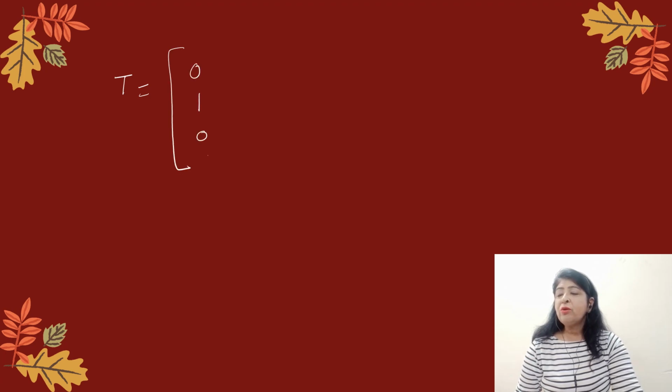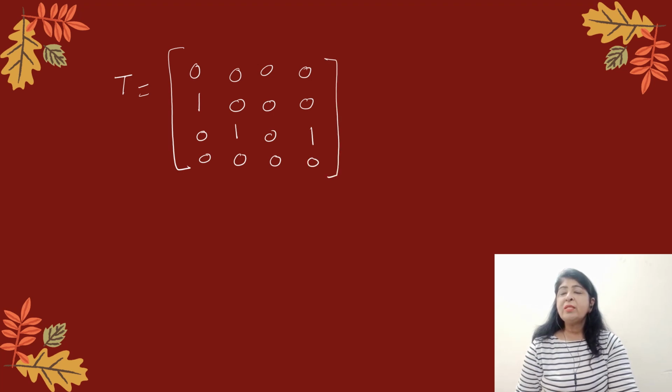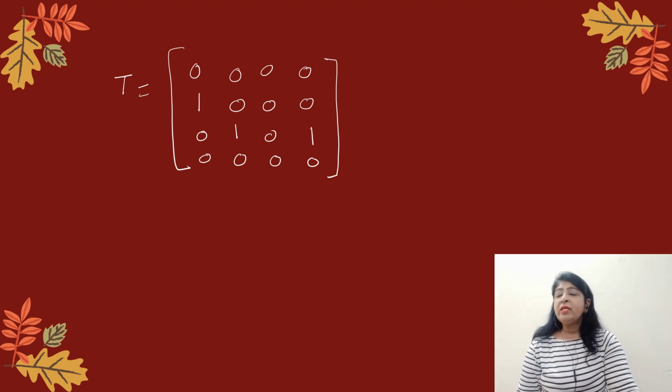So the matrix associated with the linear transformation T will be given as T, which is equal to 0, 1, 0, 0, 0, 0, 1, 0, 0, 0, 0, 0, 0, 0, 1, 0. This is the matrix associated with the linear transformation.